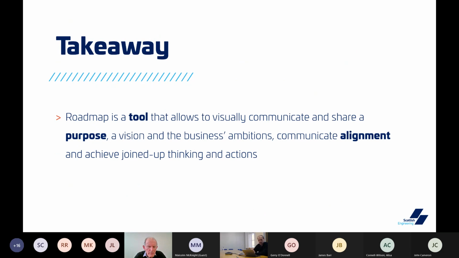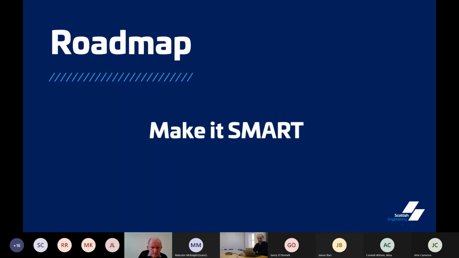So the takeaway from this is the roadmap as a tool is a tool that allows you to define a purpose, a tool that allows you to achieve alignment and communications. So make it SMART, our roadmap.